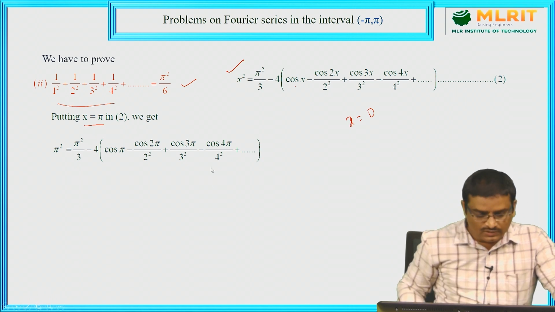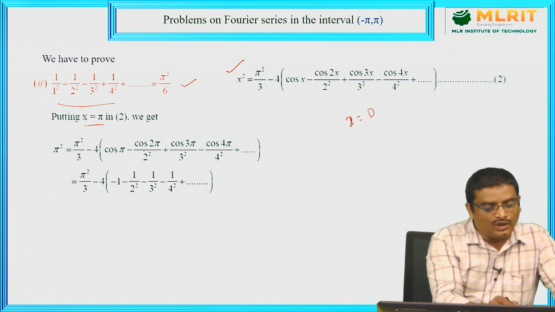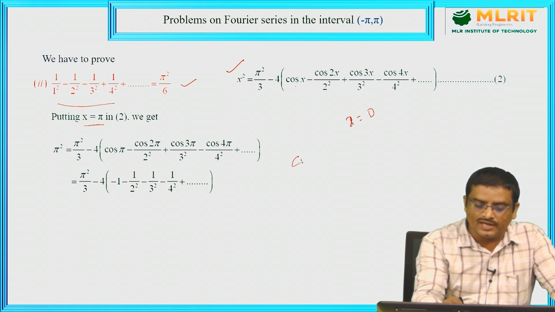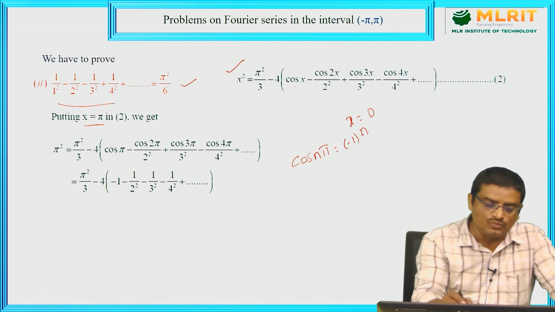Now we substitute the values here. Cos pi, that is minus 1. Cos 2 pi, we can take that value. So we can use this formula: cos n pi is equal to minus 1 whole to the power of n. So in place of n, here we are having 2. So minus 1 whole square, that is 1.